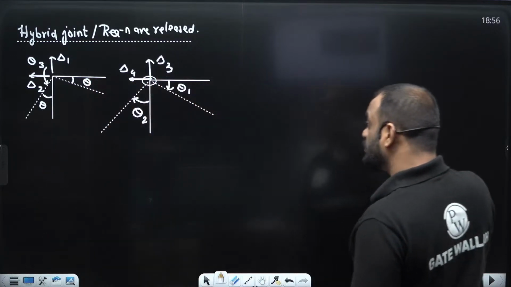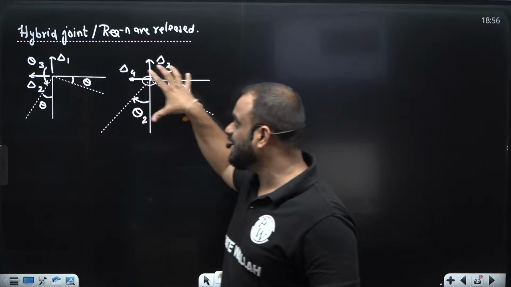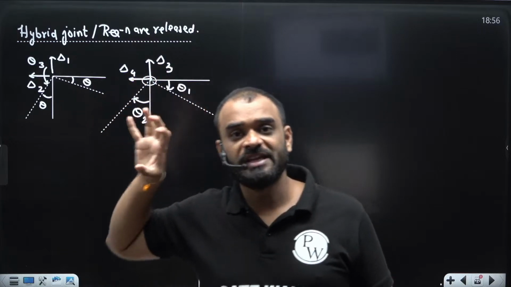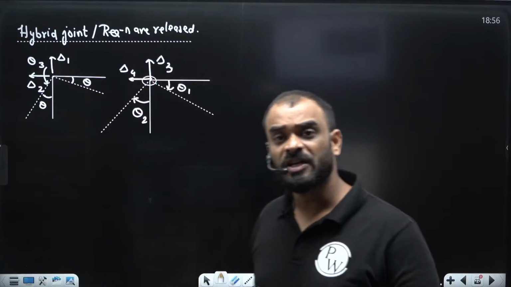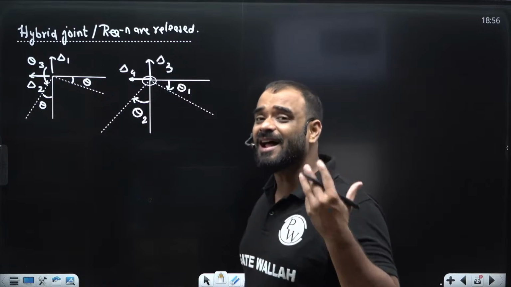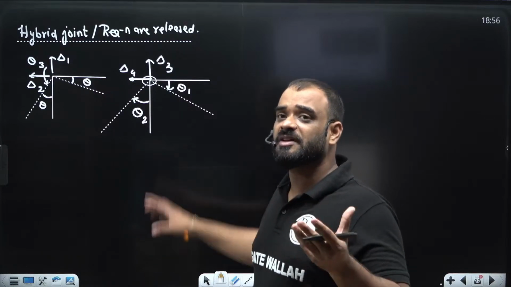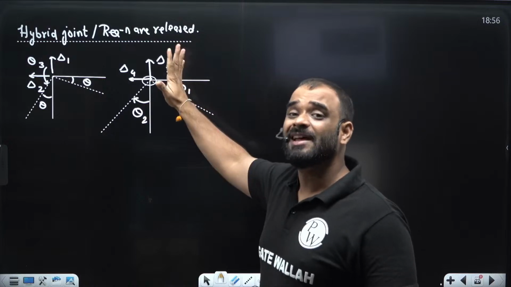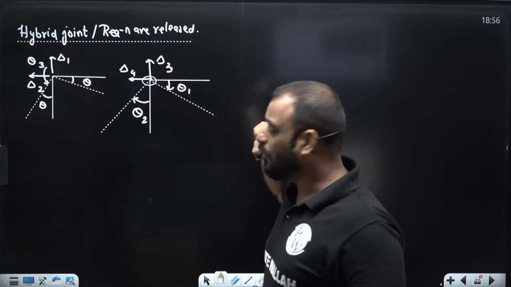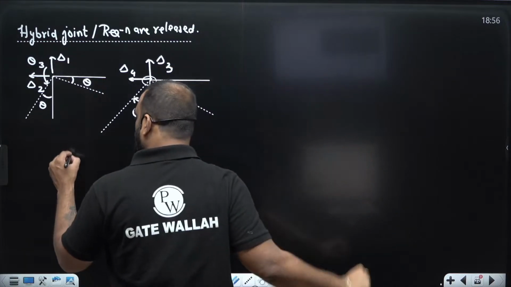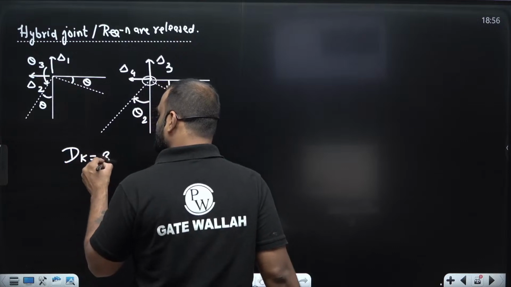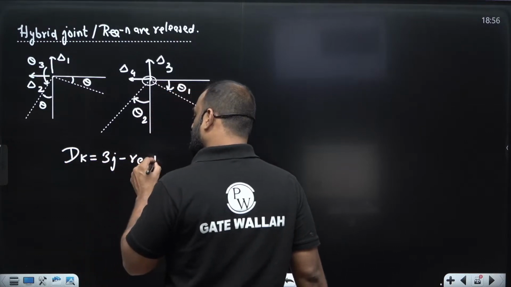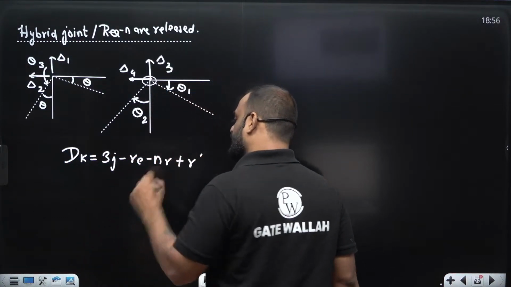Okay, sir. So can I say that, guys, due to reaction release value, the value of DK is getting increased, because you are having some extra unknown joint displacement which can occur in the structure due to some hybrid joint or due to some reaction release value. So can I write here, guys, the value of DK is basically 3j minus re minus nr plus r dash.